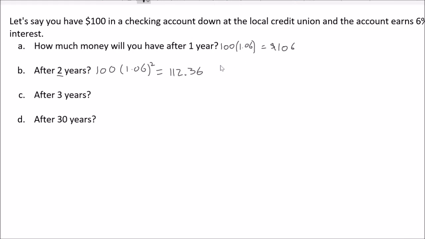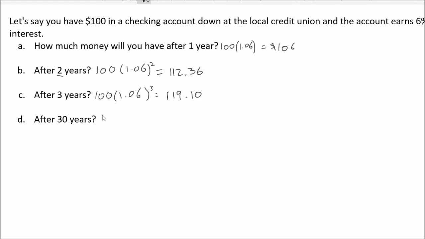Now some people say, wait, well, that's still basically about $6. It's really close, but there's an important distinction here. At first, we gained $6. Now we gain $6.36. It doesn't seem like it's a big difference, but just watch what's going to happen in these next two. After 3 years, same thing. 100 times 1.06, except now we're going to do it 3 times. And now we have $119.10.